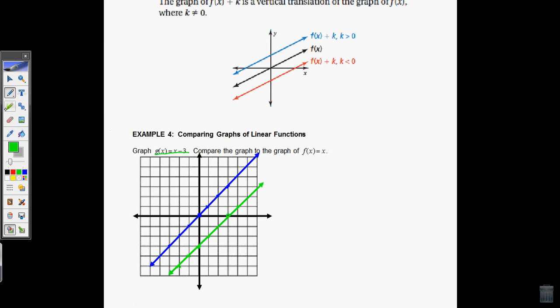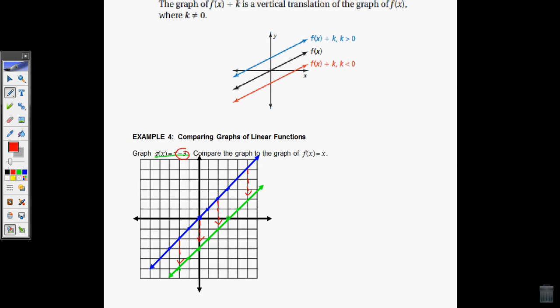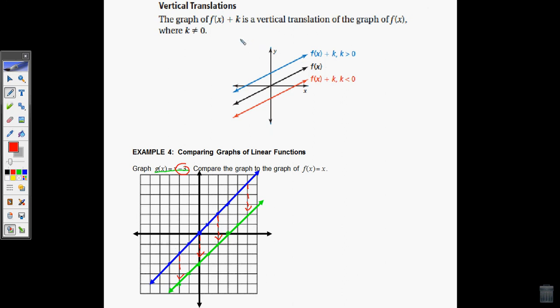The next thing I notice is really that this function to this function, every single point has just been pushed down 3 units. I could pick a point, and I could go down 3. Here, 1, 2, 3, right to there. Every single point, 0, negative 1, negative 2, negative 3. So when I see this y-intercept change, when the slope is the same, it's basically just this idea of translating and adding a specific value onto the end. In this case, what was the k value that I added on to the function?